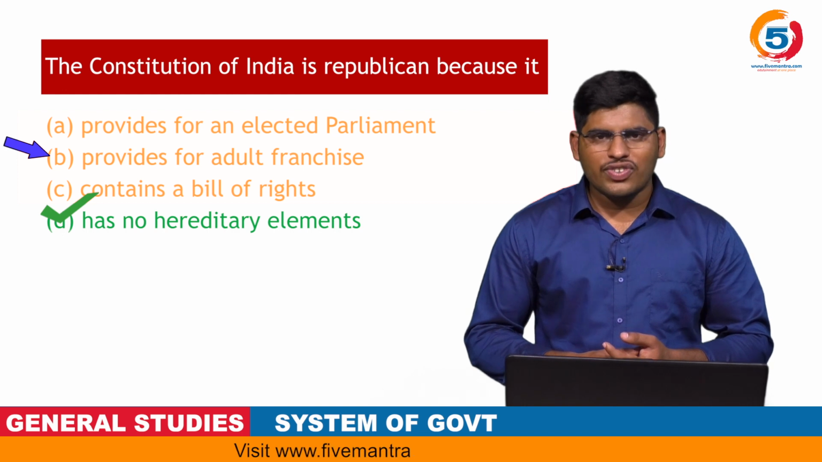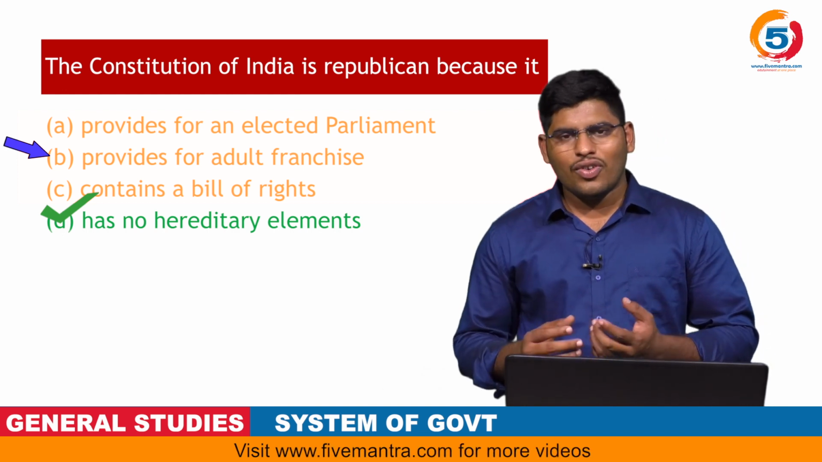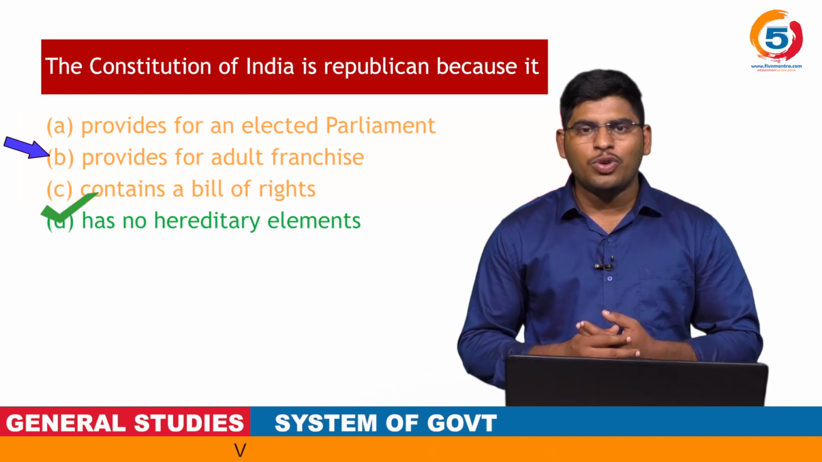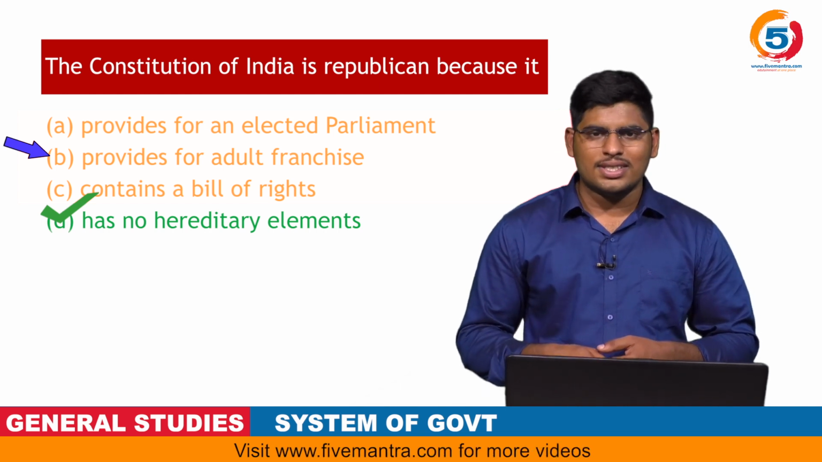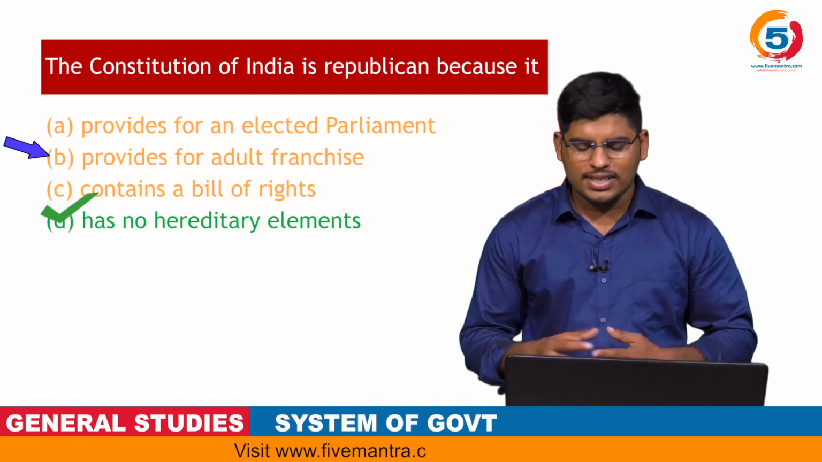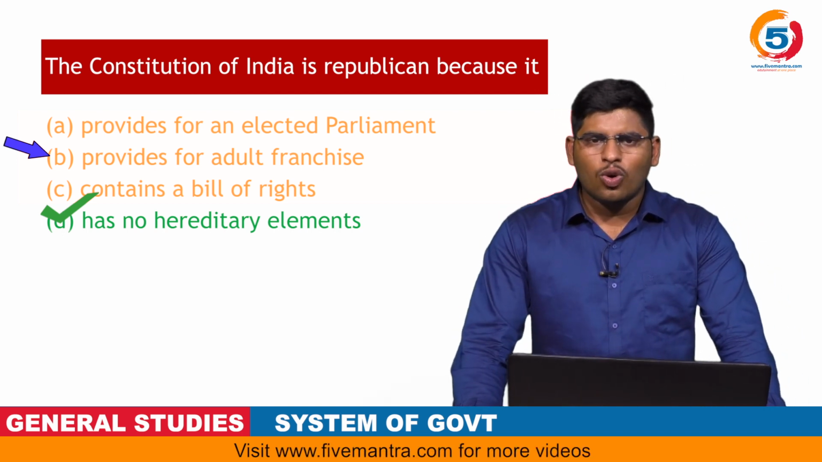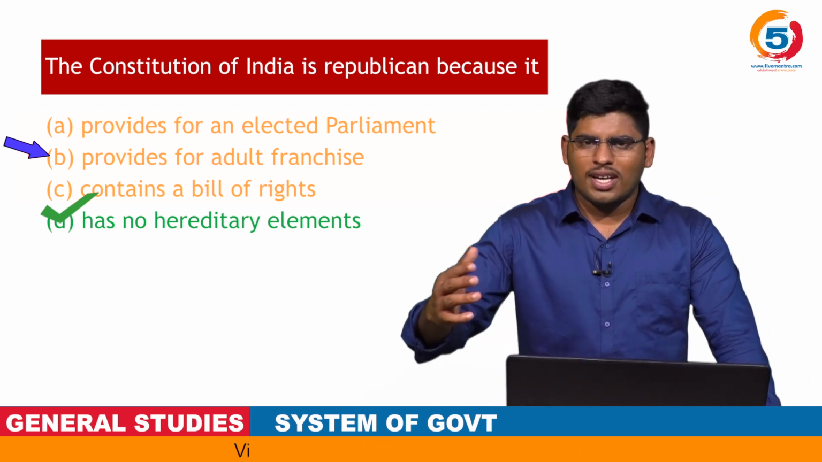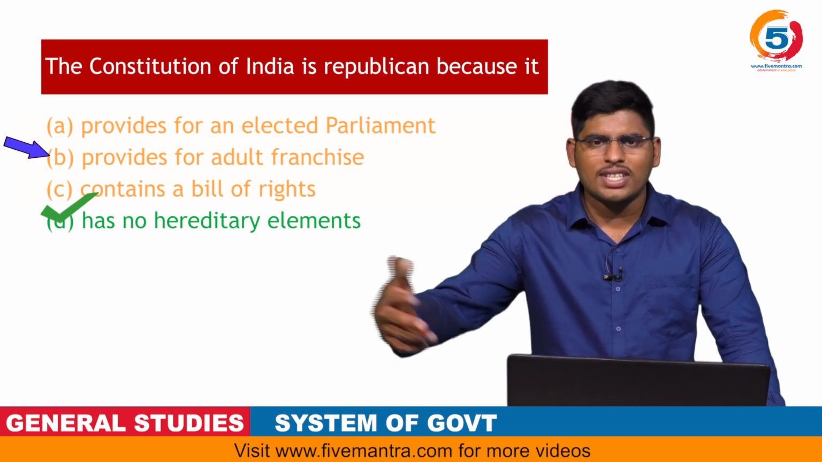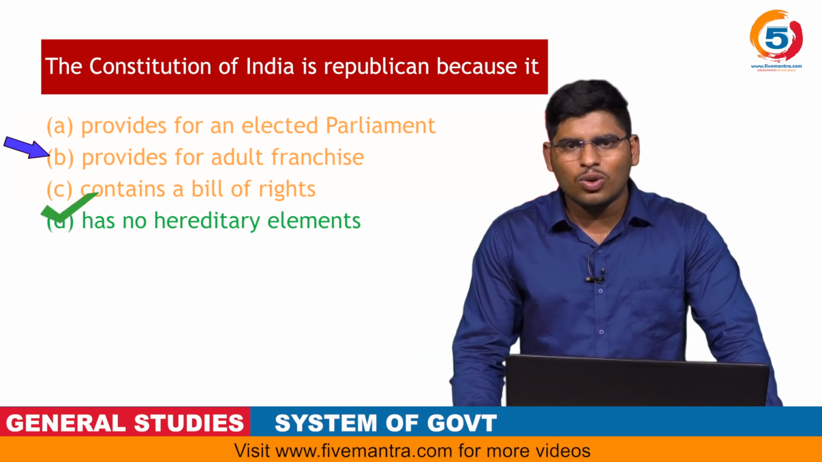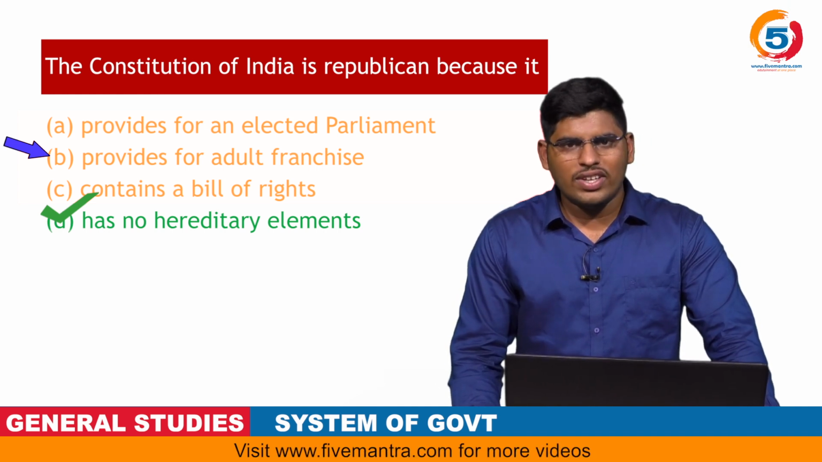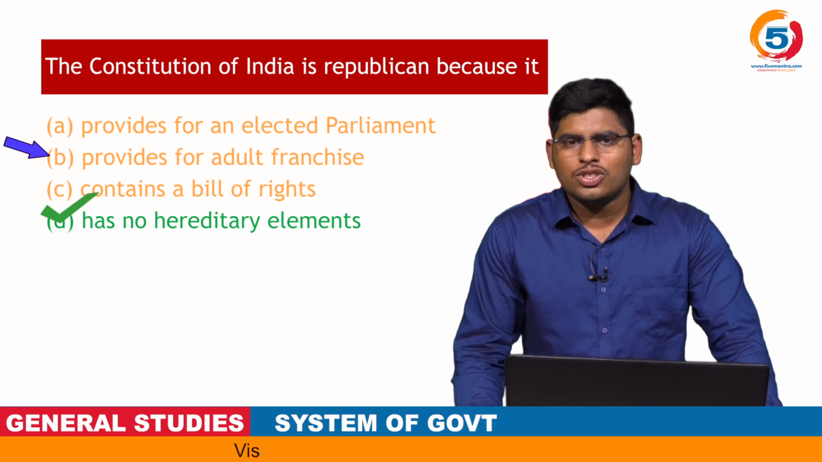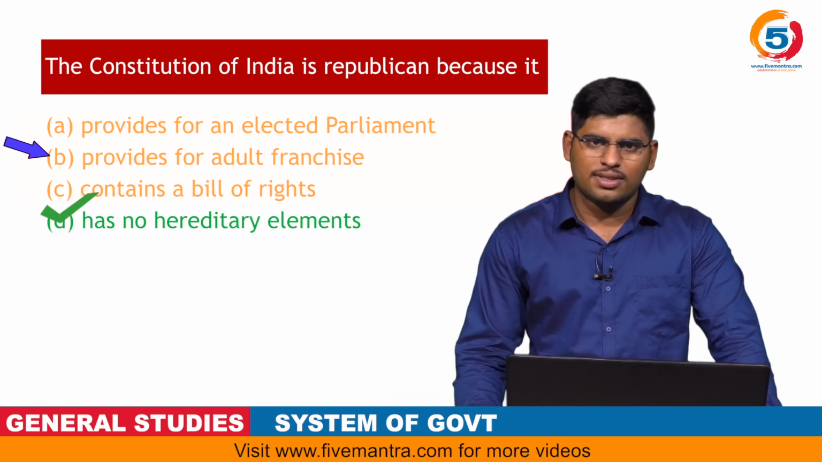Second option, provides for an adult franchise. The Indian Constitution provides universal adult franchise for the citizens under Article 326. What do you mean by universal adult franchise? Every person who has crossed 18 years of age is entitled to cast their vote without any discrimination on any grounds. Every citizen is entitled to cast his vote if he crosses 18 years.